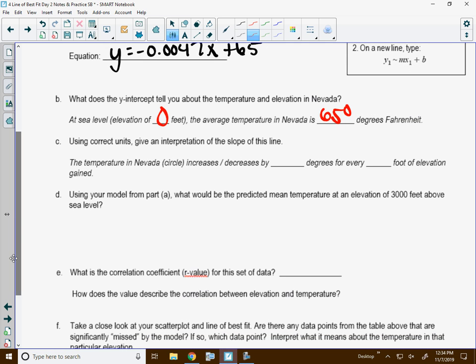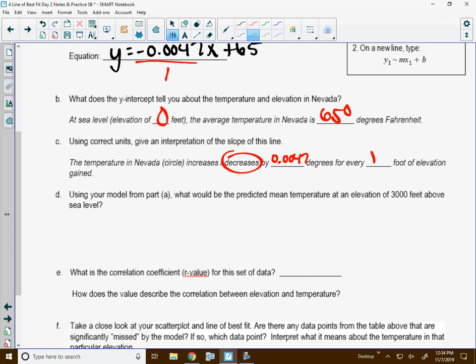Okay, let's do the slope. The temperature in Nevada, is it increasing or decreasing based on our slope? Decreasing, it's negative. Okay, and it's only decreasing by just a little bit. Okay, 0.0047 degrees. Every what? Every 1, or the denominator, every 1 foot.